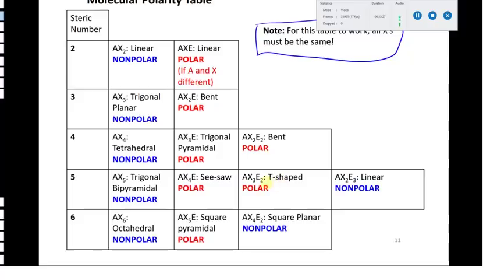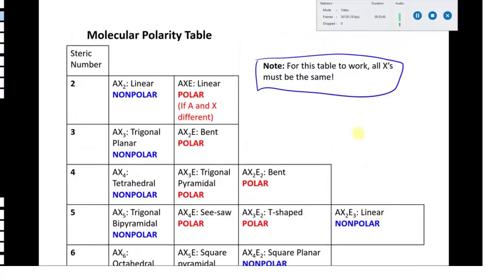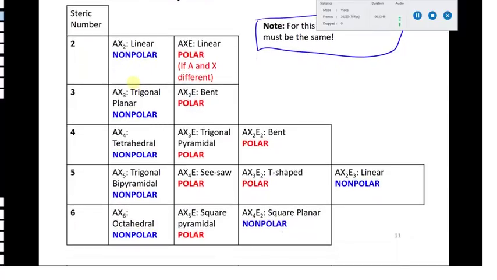And then there's just a few more here, T-shaped, square planar, linear, that you have to work through and rationalize whether they're polar or nonpolar. But this table summarizes all the common geometries, and a good portion of the questions we give you will deal with molecules of this type. Central atom, some type of atom bonded around that central atom, and predicting whether it's polar or nonpolar.